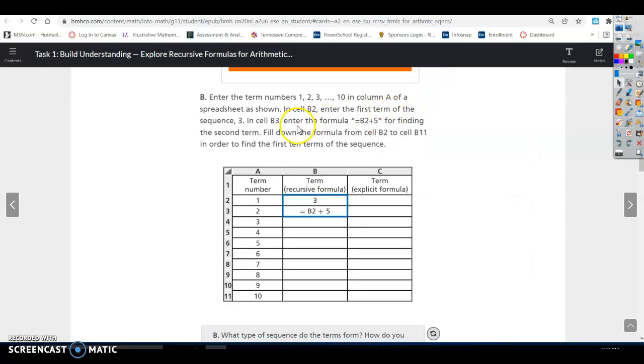It says in cell B3, enter the formula B2 plus 5. So B2 is 3, so 3 plus 5. You add your common difference to get the next term. So that one's going to be 8, and then we add 5 again and add 5 again. So you're adding 5 to the previous term. So we would have B3 plus 5, B4 plus 5, B5 plus 5, and so on.